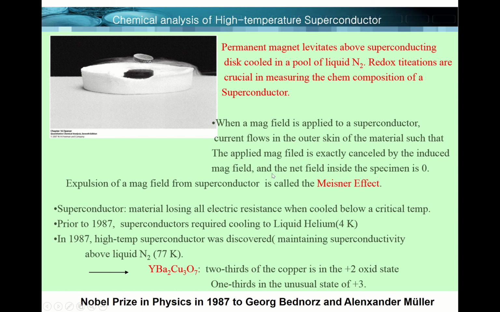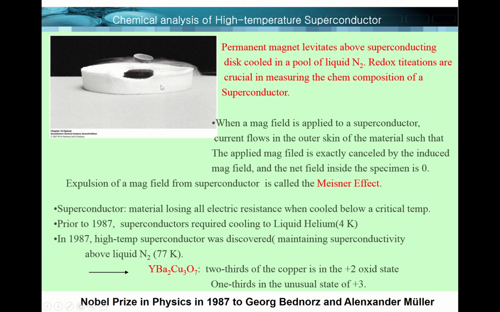I don't know the details. Anyway, the net field inside the specimen is zero. Here, the physicist theoretically derived that the magnetic field inside this high temperature superconductor is zero. So what is the result? Expulsion of a magnetic field from a superconductor is called the Meissner effect, and this is what floats above this magnet, right? And there is no friction between these two materials.